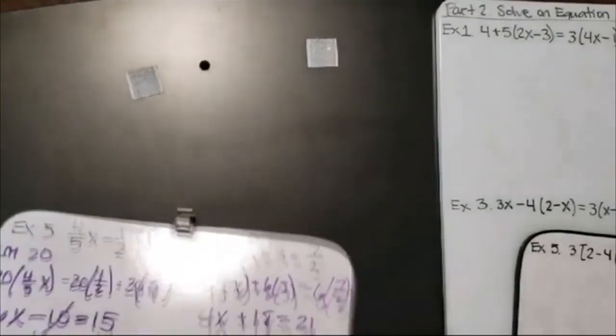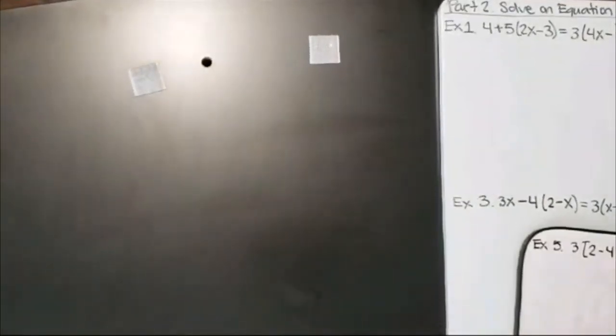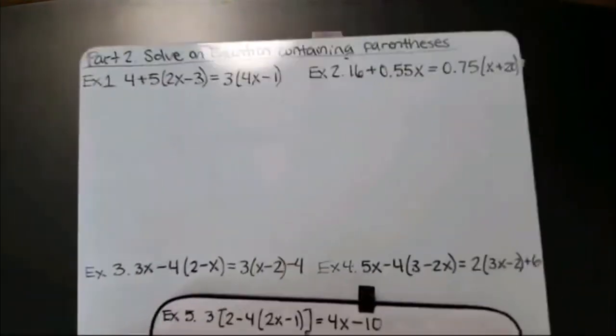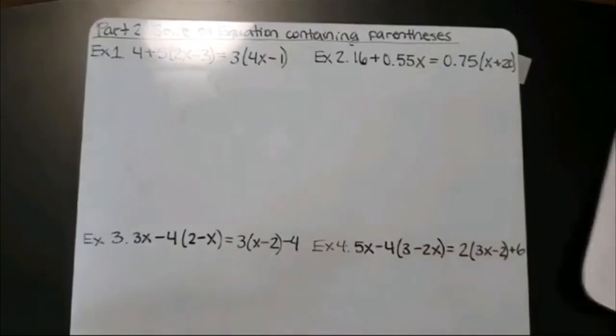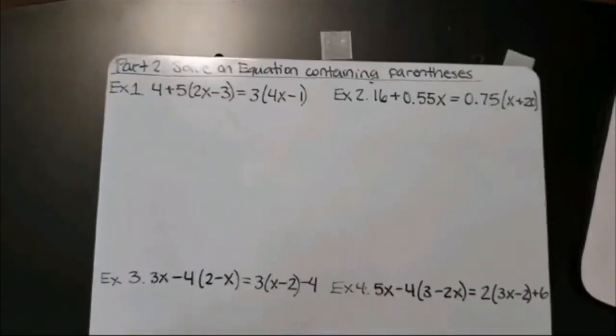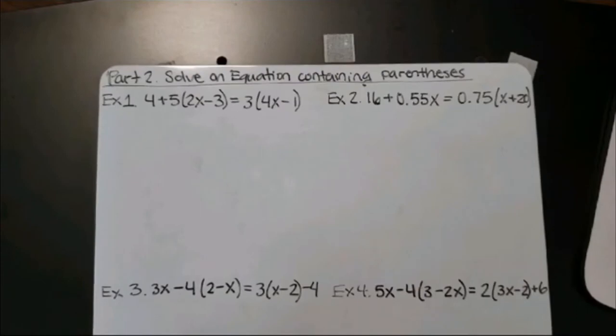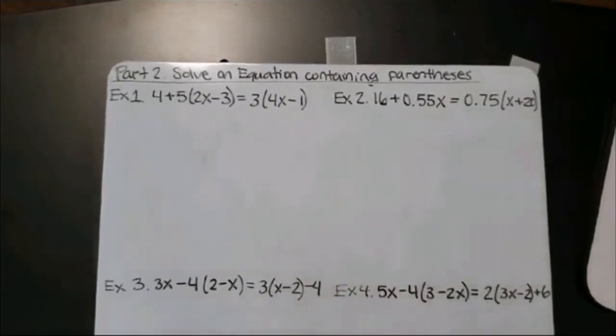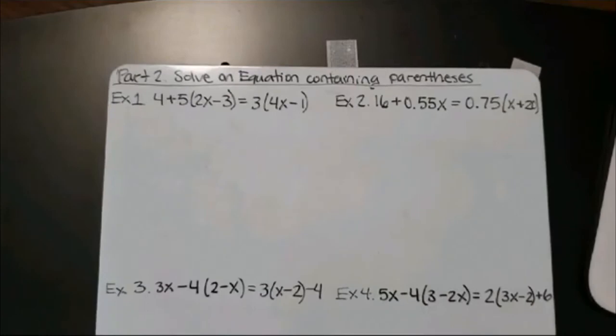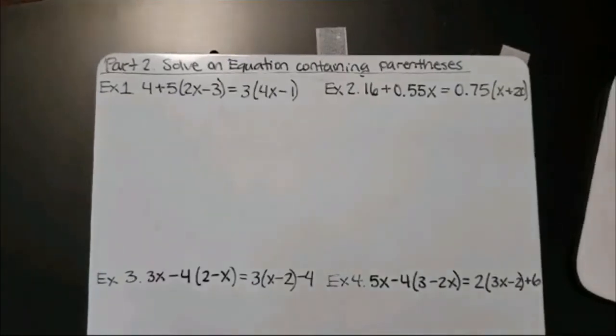So for part 2, we are working with parentheses. And of course, with parentheses, we also get brackets and all of that. So that's where we will eventually be going. But first, we're just going to start with a group of parentheses on both sides. So for example 1, we have 4 plus 5 times 2x minus 3 equals 3 times 4x minus 1.